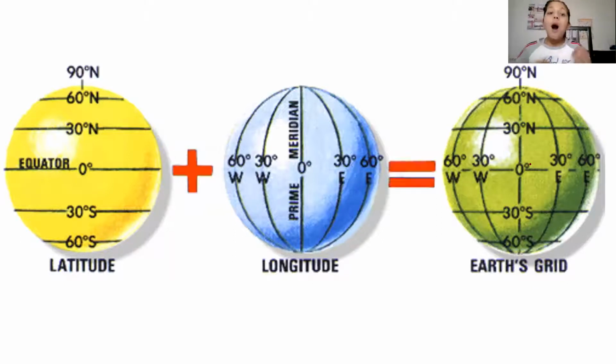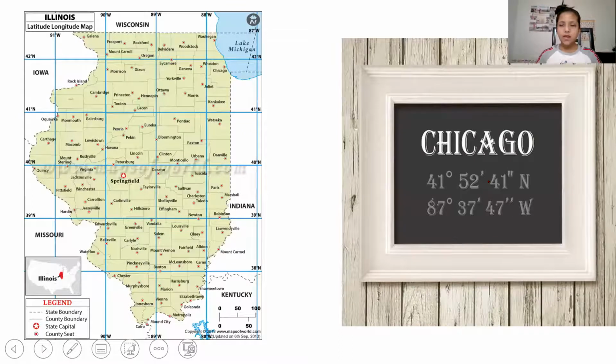All right, a mixture of latitude and longitude equals Earth's grid, which is a series of squares. Earth's grid helps find the absolute location of a place. Now let's use what we learned to find absolute location of places. We're going to find the absolute location of Chicago first.